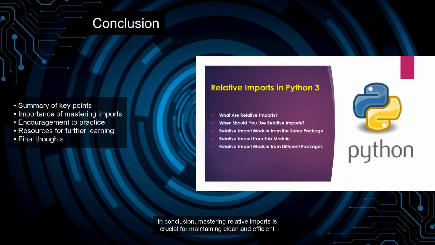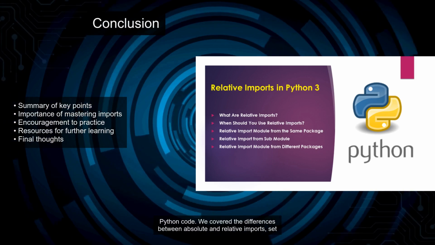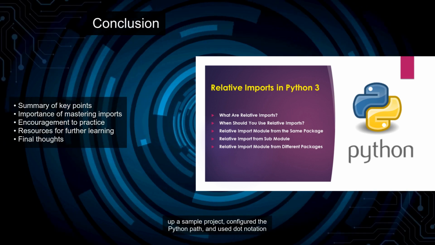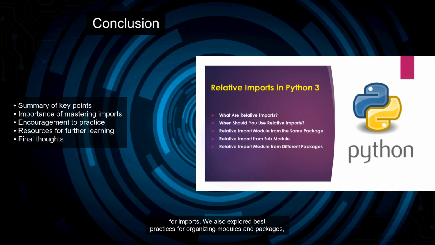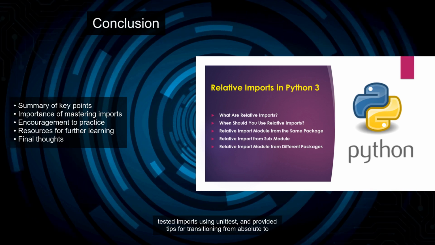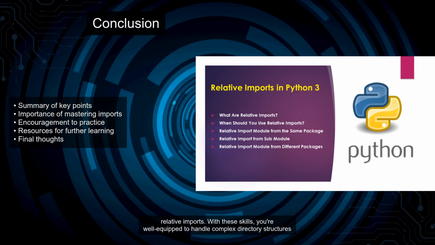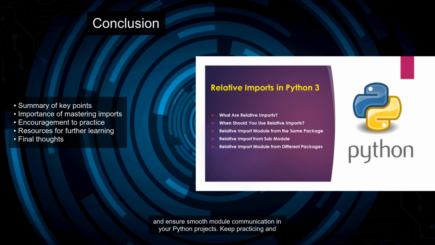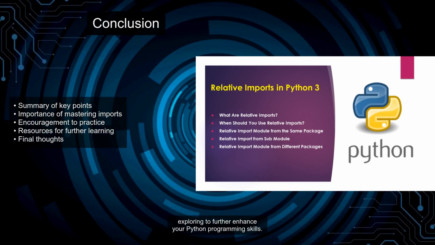In conclusion, mastering relative imports is crucial for maintaining clean and efficient Python code. We covered the differences between absolute and relative imports, set up a sample project, configured the Python path, and used dot notation for imports. We also explored best practices for organizing modules and packages, tested imports using unittest, and provided tips for transitioning from absolute to relative imports. With these skills, you're well equipped to handle complex directory structures and ensure smooth module communication in your Python projects. Keep practicing and exploring to further enhance your Python programming skills.